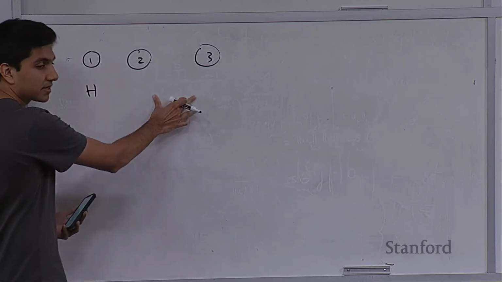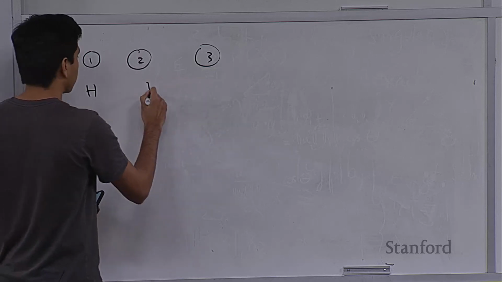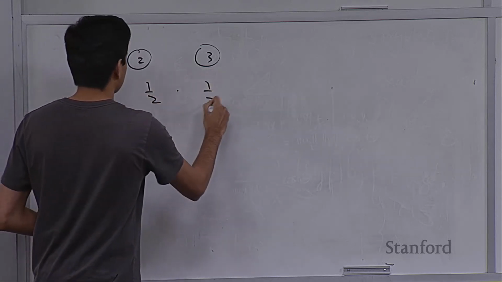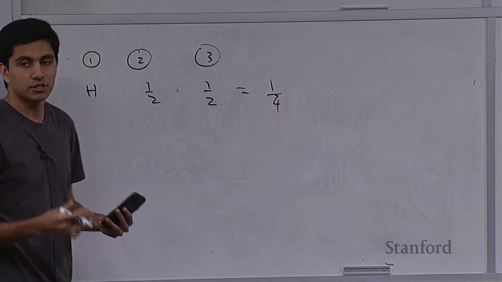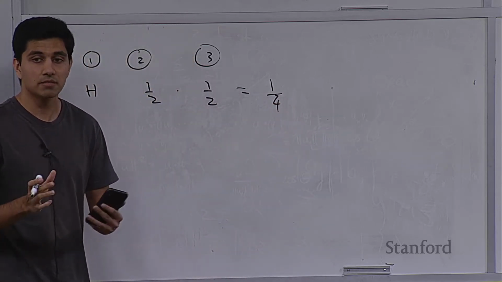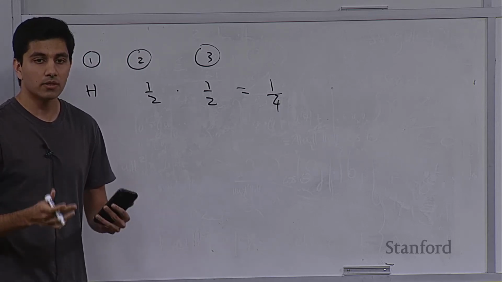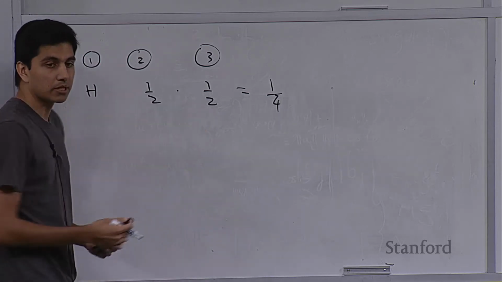Well, we only have to worry about these 2 coins. And the probability of this being heads is 1/2. The same thing for this one. And we get 1/4. So that's the intuition behind conditional probability. The idea is that if we have some information that we already know, how can we incorporate that into our overall computation of probability?